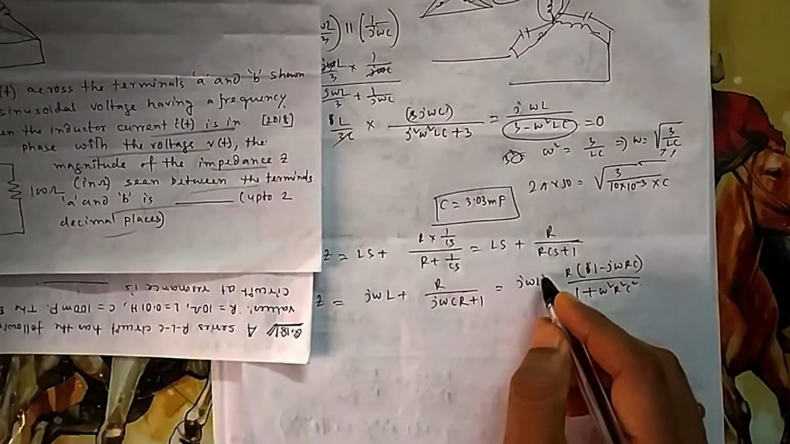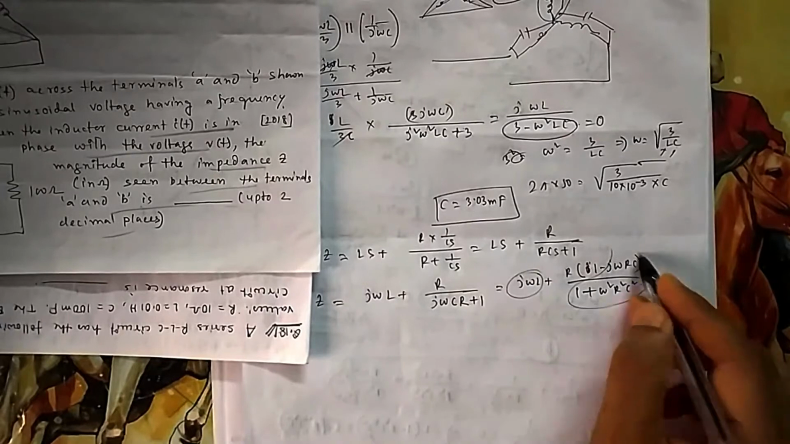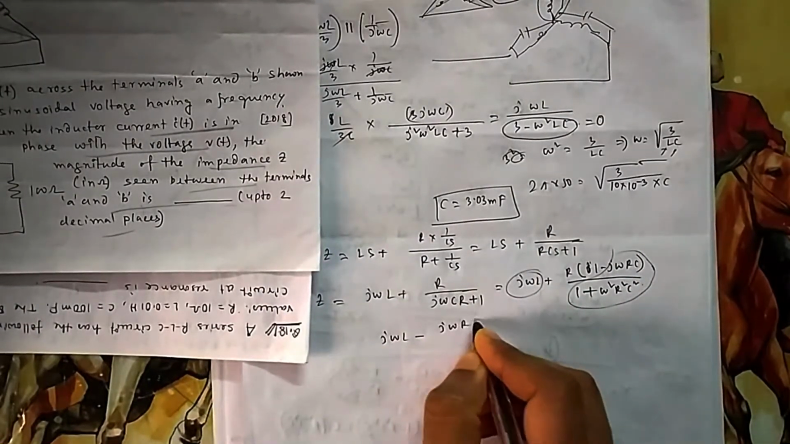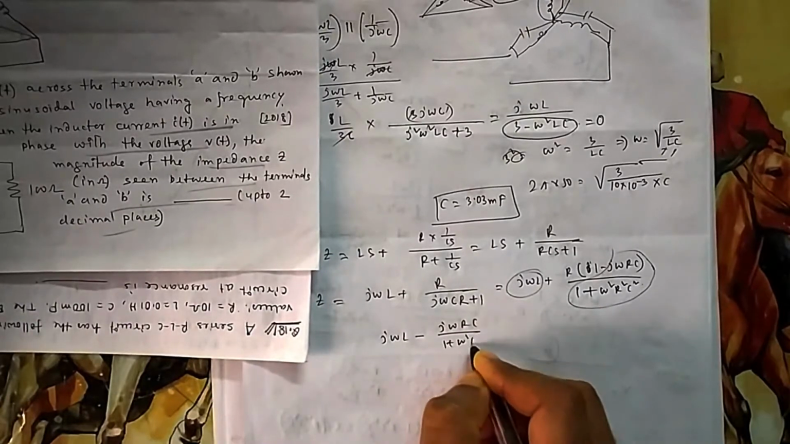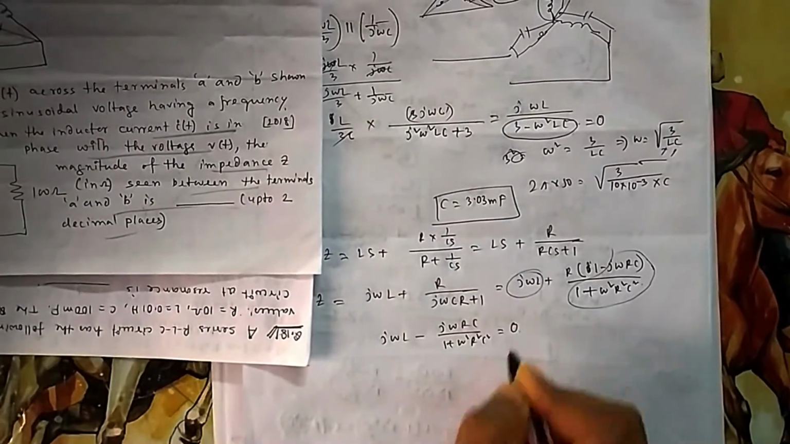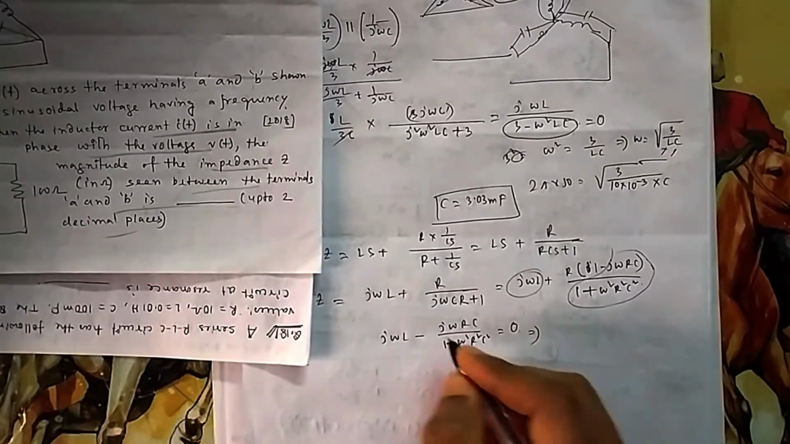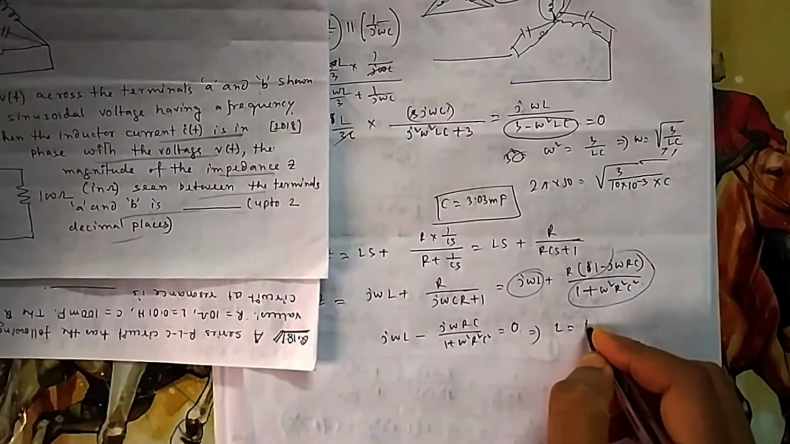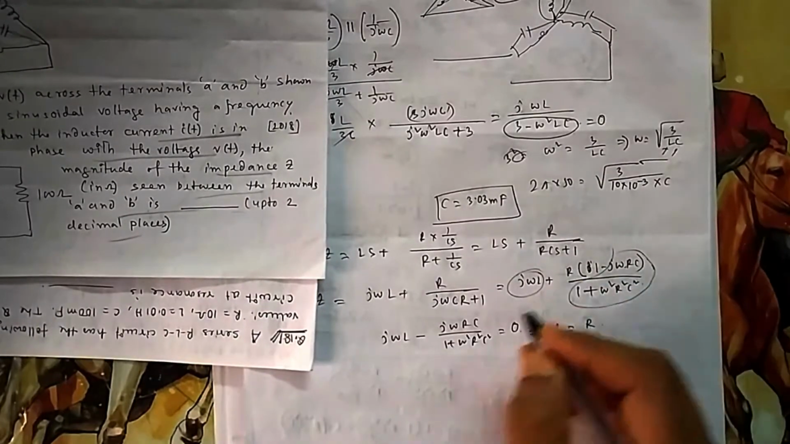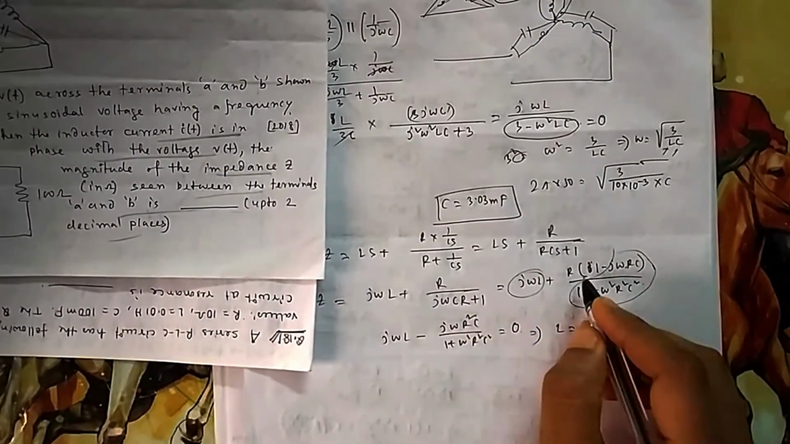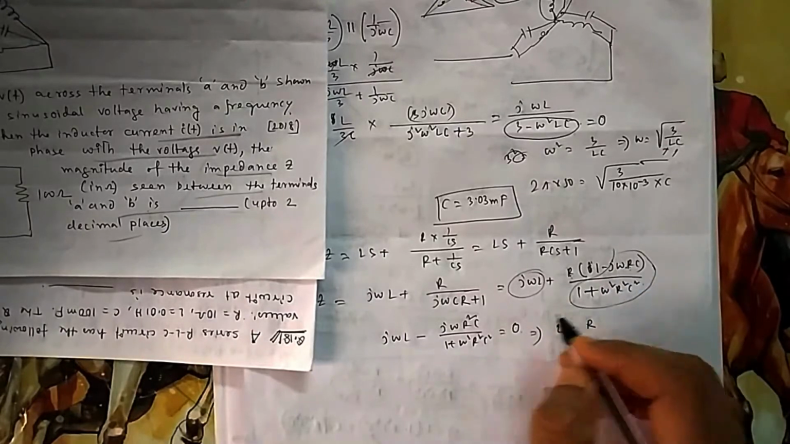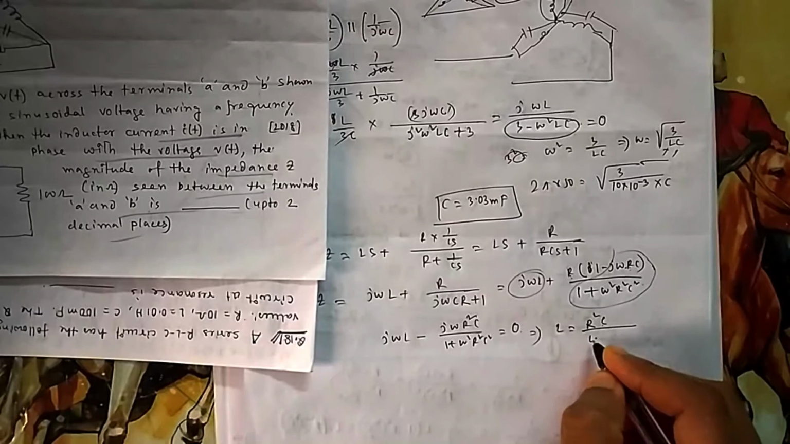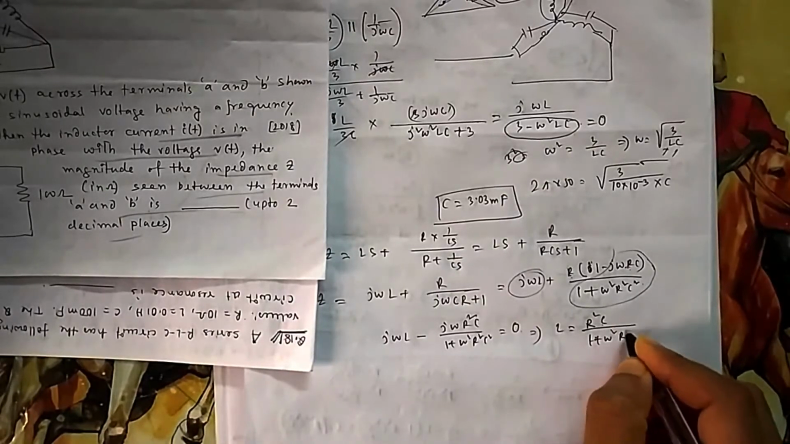What is the imaginary part? This is one imaginary part and this is one imaginary part. So j omega L minus j omega R square C by 1 plus omega square R square C square should be equal to 0. Which implies j omega will cancel, which implies L should be equal to this R into R. So it will become R square. So be careful about this. This R into R will be there. So L will be R square C by 1 plus omega square R square C square.